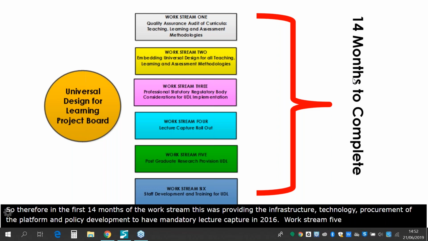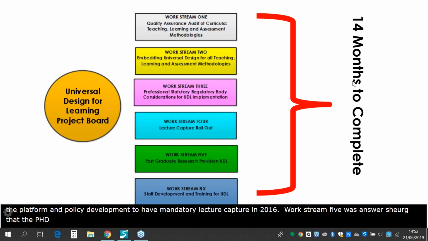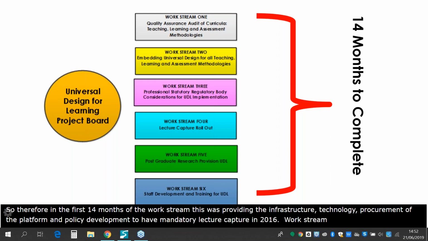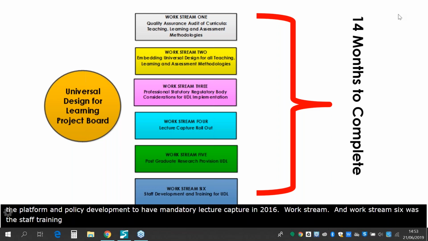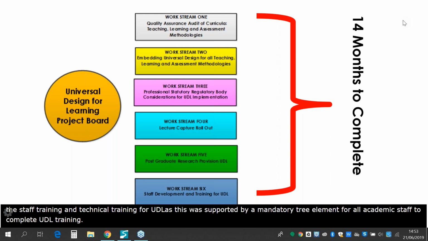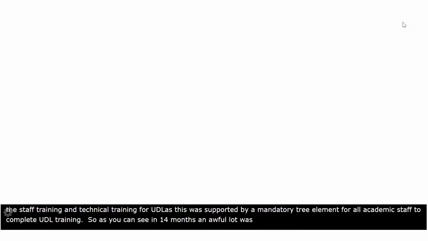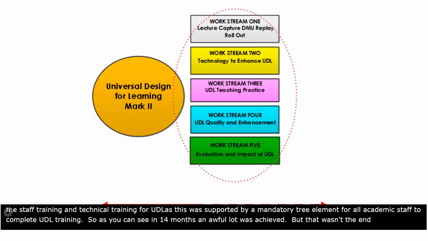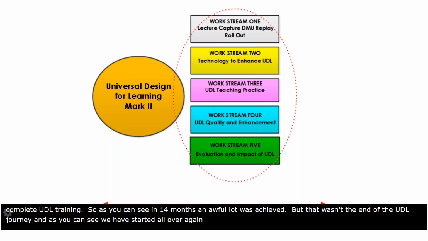And finally, Workstream 6 was the development of staff training, technical training and pedagogic development for UDL. This was supported by a mandatory element for all academic staff to complete UDL training. So as you can see, in 14 months, an awful lot was achieved. But that wasn't the end of the UDL journey. And as you can see, we've started all over again to properly see the impact of UDL on the institution.